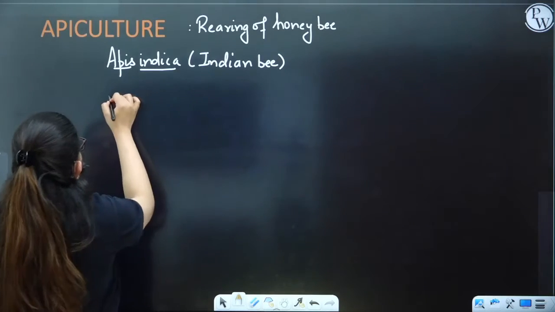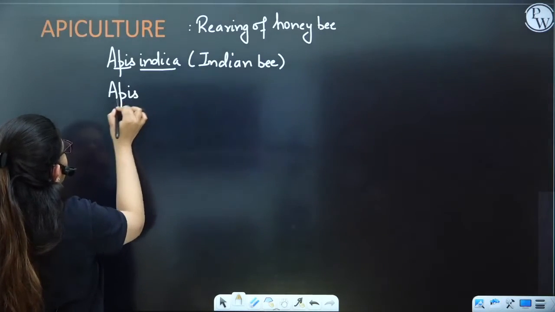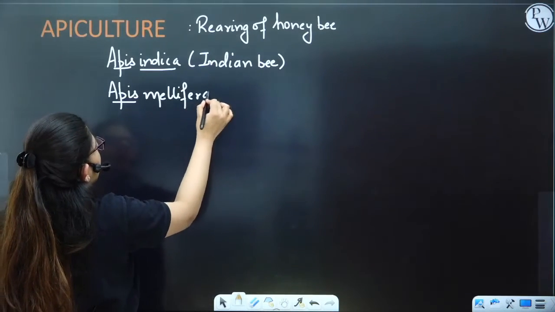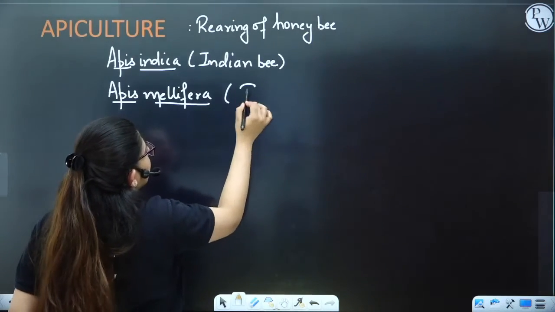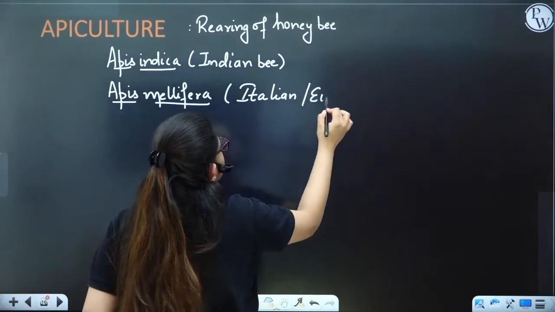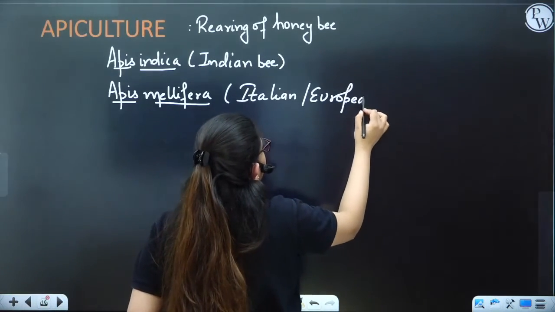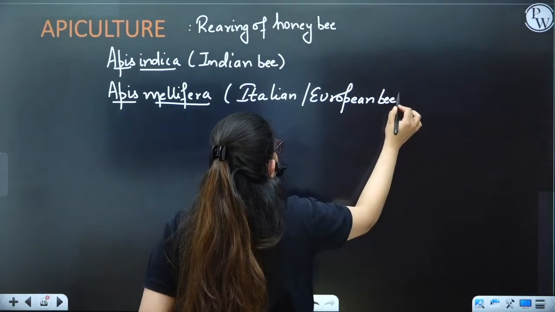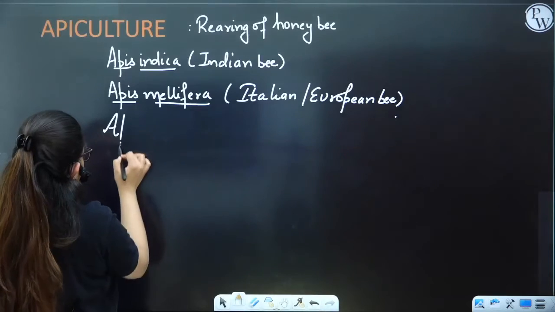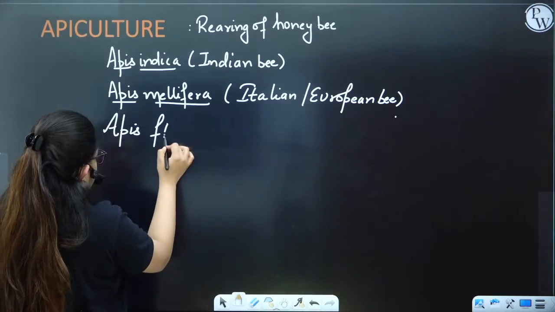Next, we have Apis mellifera. It belongs to Italy, so it's the Italian bee. And it's in Europe, so you also call it the European bee. Fine. Another, we have Apis florea. That's the little bee.